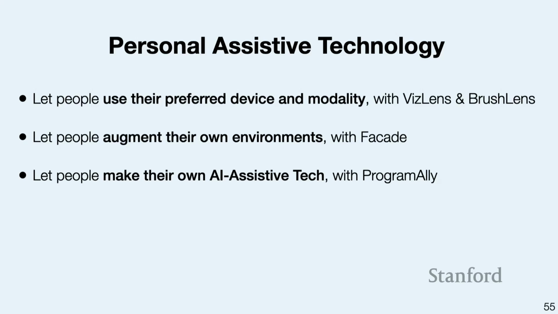So I shared with you how personal assistive technology can support users to use their own devices, modalities, and augment their own environment. So this last example helps illustrate how we can enable people with disabilities to make their own AI assistive software. And there are a lot of potential avenues.